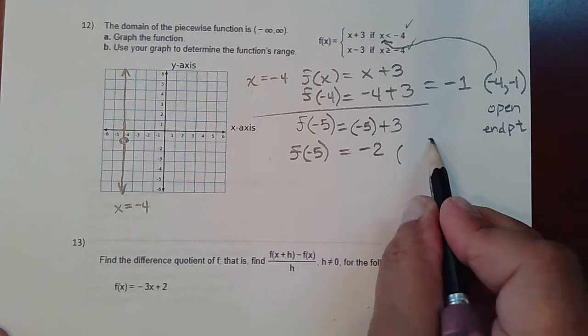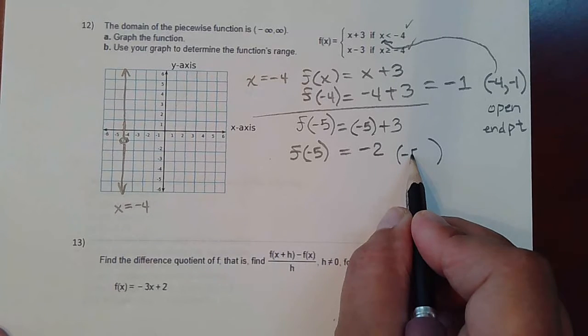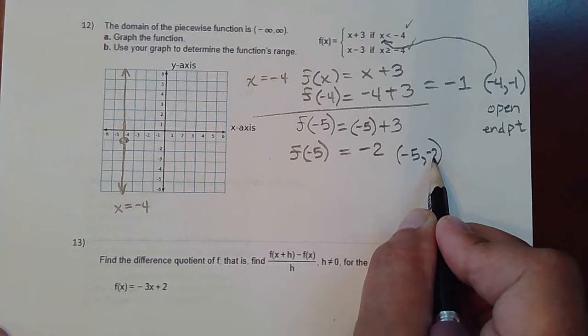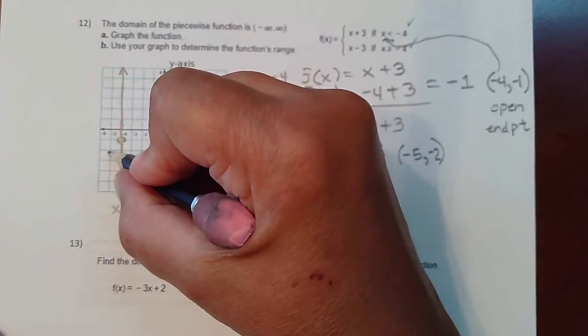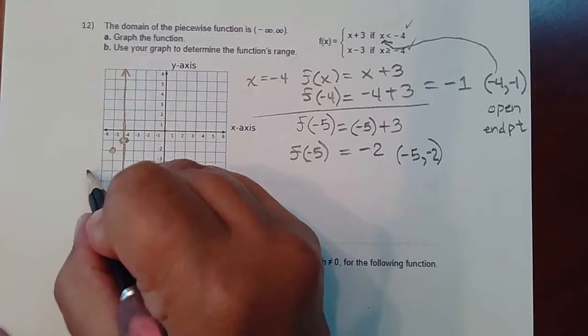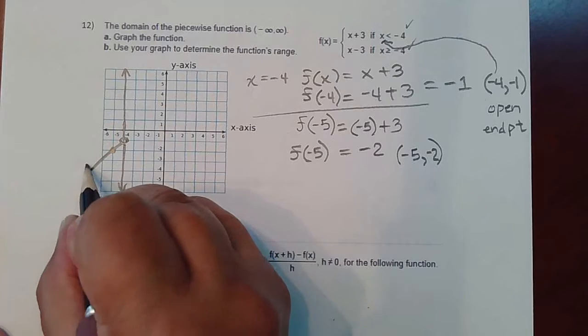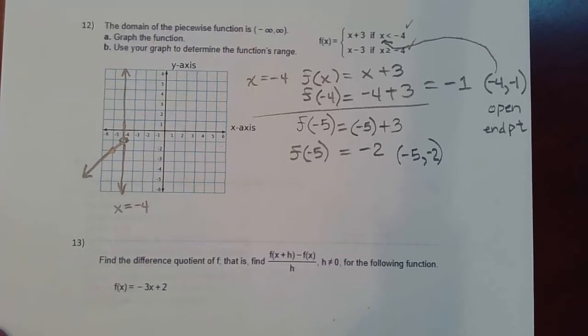And you have another point to plot. You plugged in -5, you got -2 for an answer. So go plot that now. Okay, -5, -2. Here's another point and connect. So there's one of your graphs, one of your pieces, and now go graph the other piece.